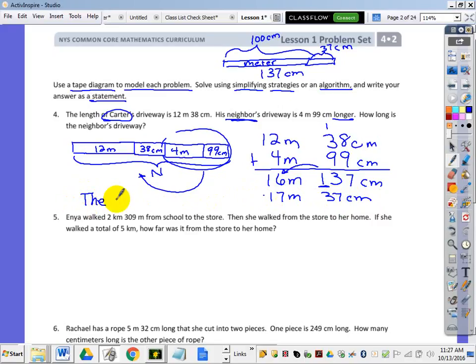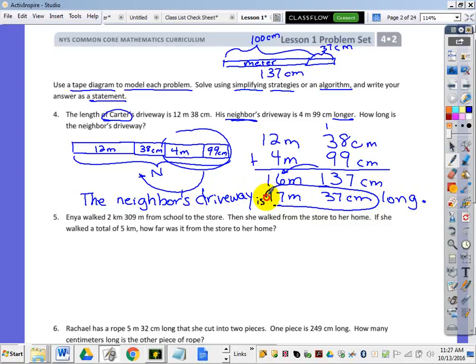The neighbor's driveway is 17 meters, 37 centimeters long. I made that work because I'm kind of lazy and running out of room.